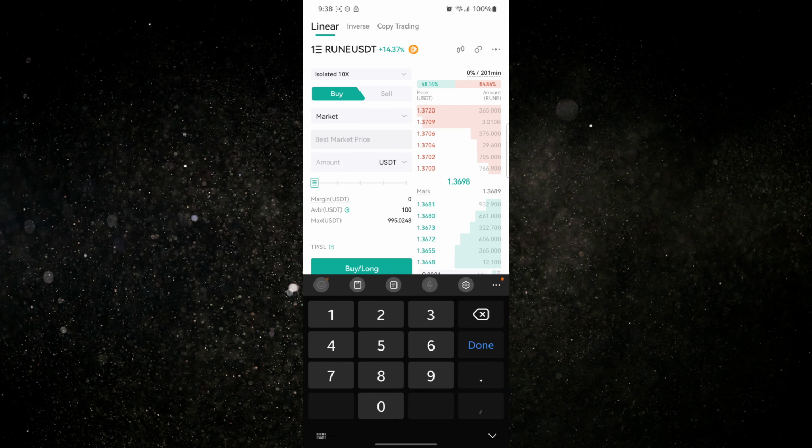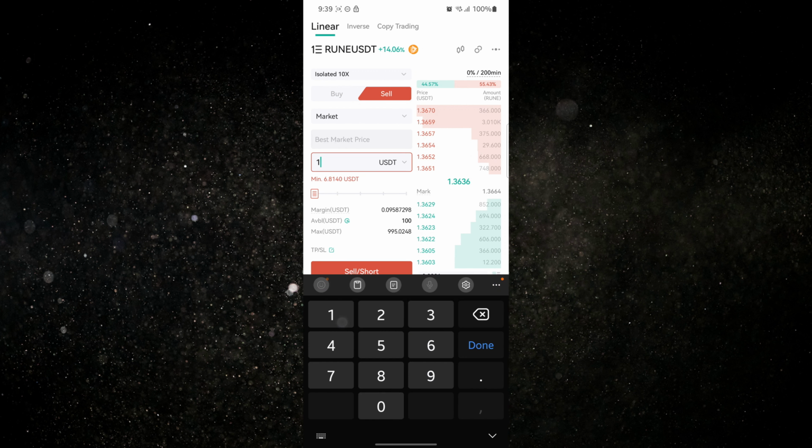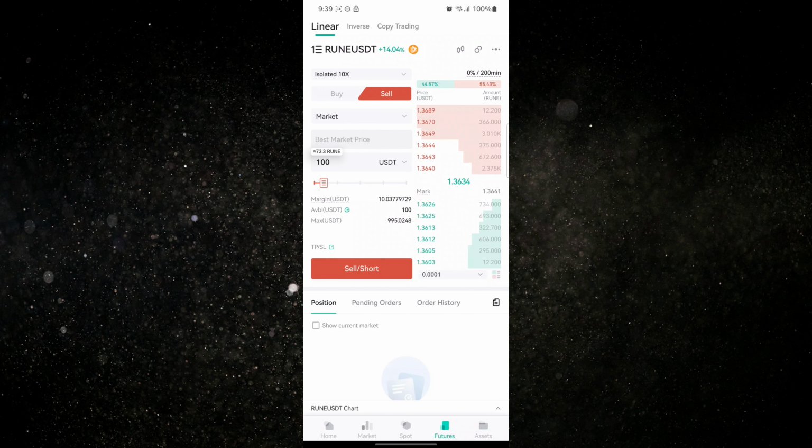So in this section, I will come here and put in, let's say for example, 10. Let me say instead of 10, put 100. Now putting 100 means I'm going to enter this trade with 10 USDT. Now for this particular asset, I want to go ahead and sell. So I'll click on sell. So for this particular asset, I want to enter this trade with 10 USDT. So I'll put in 10. Then I'll click on sell and confirm.